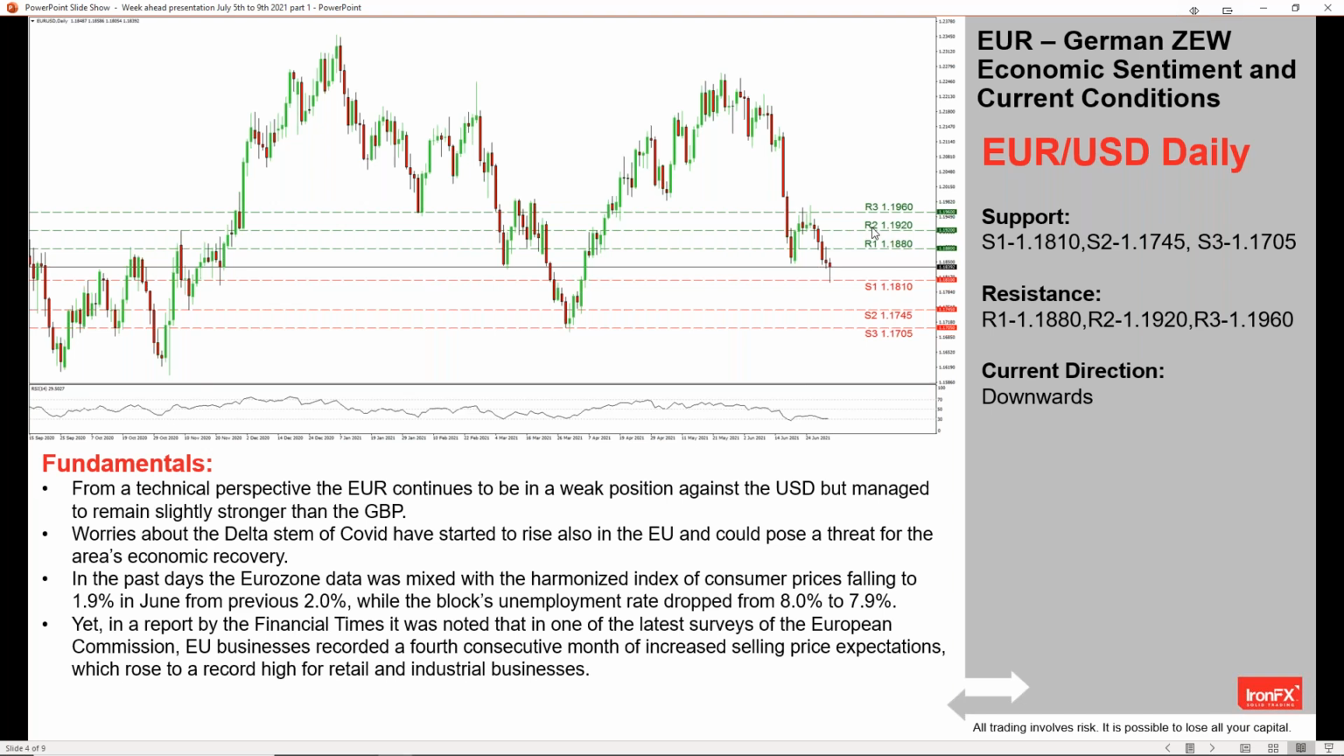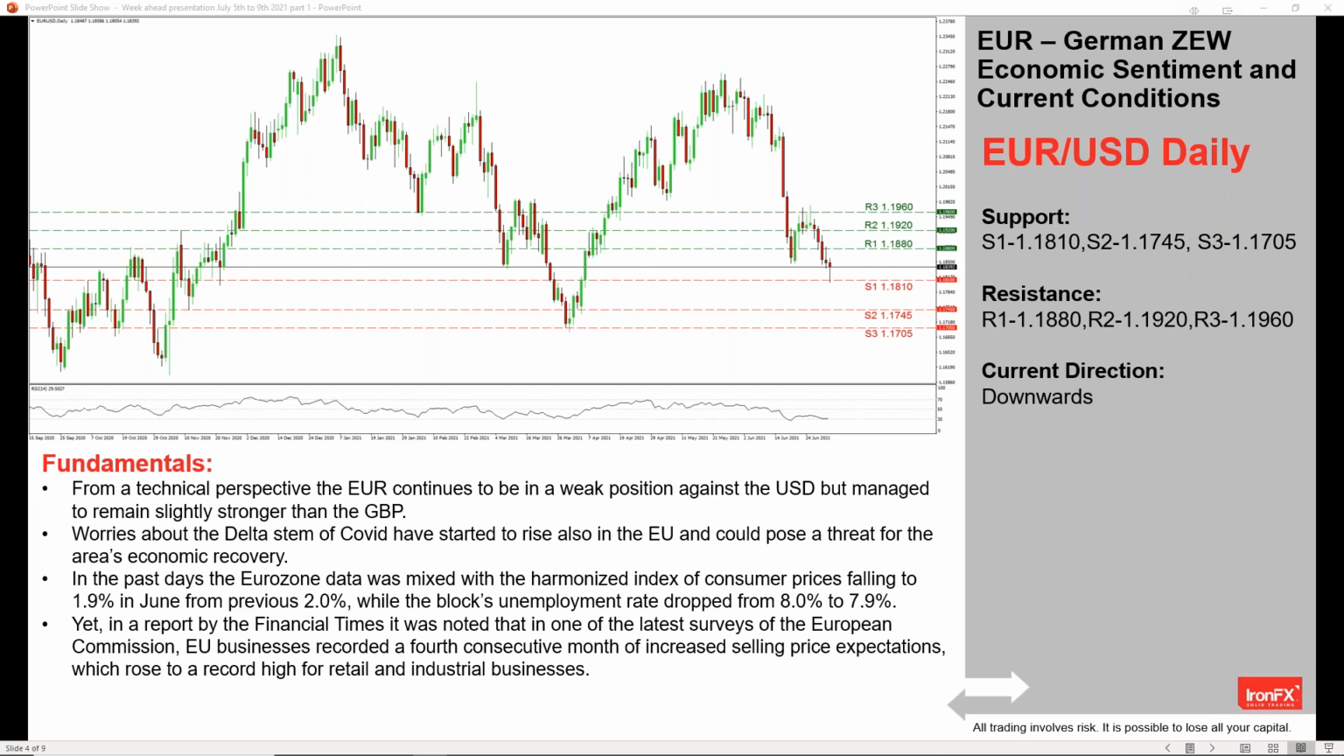All the resistance levels for the euro are important. And the current direction is downwards. Moving now to what we have in terms of economic data. From a technical perspective, all right, the euro continues to be in a weak position against the dollar, but managed to remain slightly stronger than the GBP. So in terms of EURGBP, the euro is gaining.